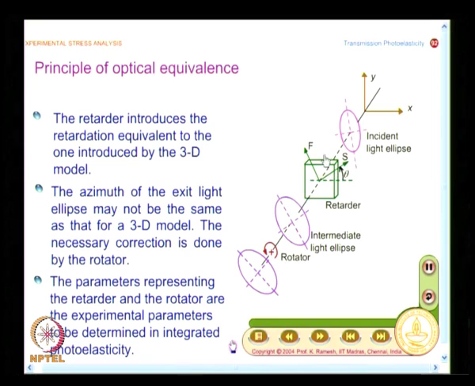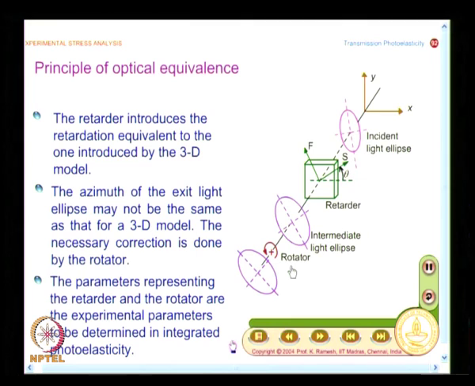So, whatever the 3 dimensional model you had, and we are only confining to the particular light path, whatever happens in the light path is replaced by a rotator and a retarder. What it does optically is, whatever the incident light, the same exit light characteristic as that of a 3 dimensional model is maintained by this.